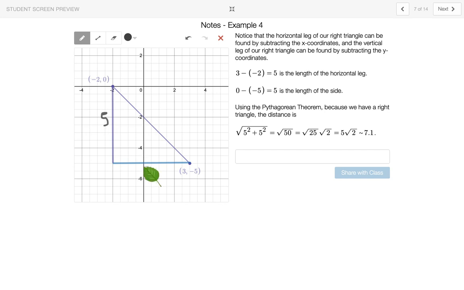So for this reason, we don't have to have the triangle sketched out for us. We can subtract the x coordinates to get the horizontal distance between the 2 points, and we can subtract the y coordinates to get the vertical distance between the 2 points. And then we use the Pythagorean theorem in the same way to find the distance between these two endpoints, -2, 0, and 3, -5.